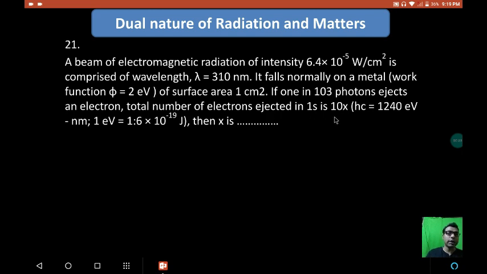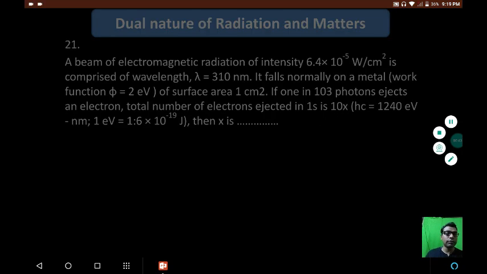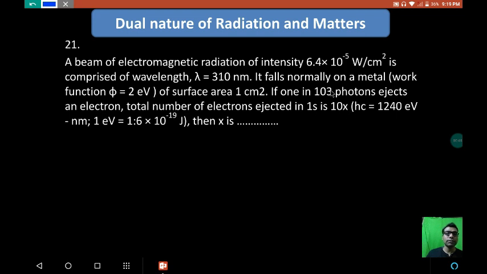So be careful in this problem that the value is 10 raised to power 3, and this is not multiplication, this is power x. We have to find this value x. Now from this question we can say, what is the energy?